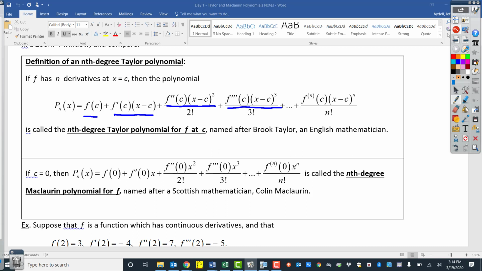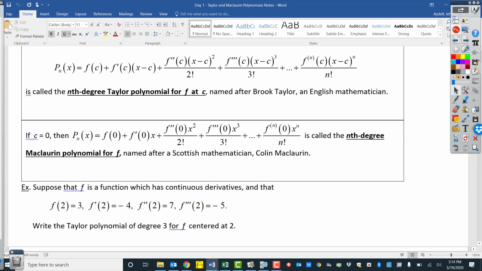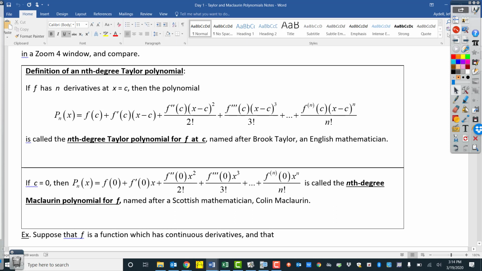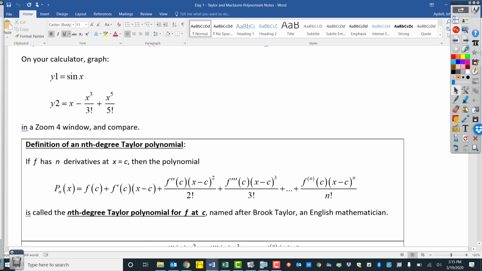This is what we call the nth degree Taylor polynomial for f at c, named after an English mathematician, Brook Taylor. If we end up doing this with c equals 0, you'll notice that this changes only slightly, in that we now have 0 for c, and so it's f of 0, f prime of 0, and instead of x minus c, x minus 0, which just gives us x squared, x cubed, and so on and so forth. This is what we call a Maclaurin polynomial. Now these can be used to approximate other functions that we may not be able to accurately find values for. For example, sine of x, like we did just up here.